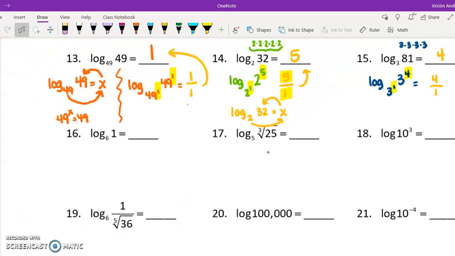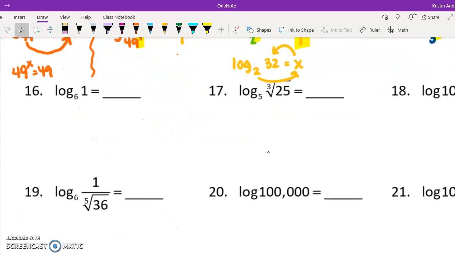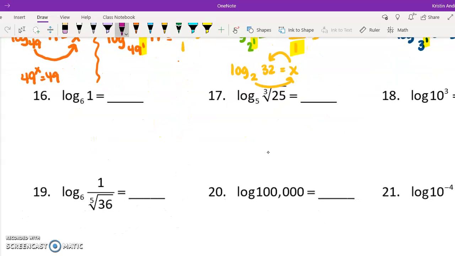More evaluating logs. So now this one, log base 6 of 1 equals what? 6 to what power equals 1? How do you raise something to a power and get a 1? If that power is 0.